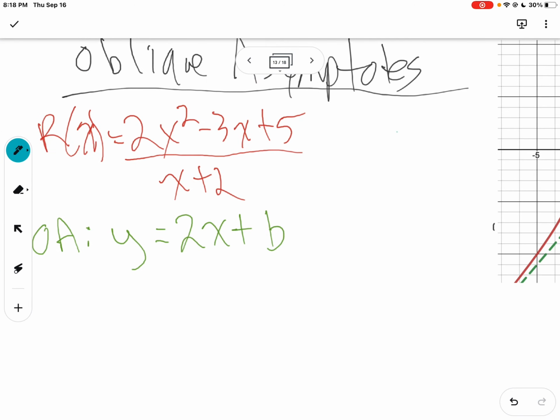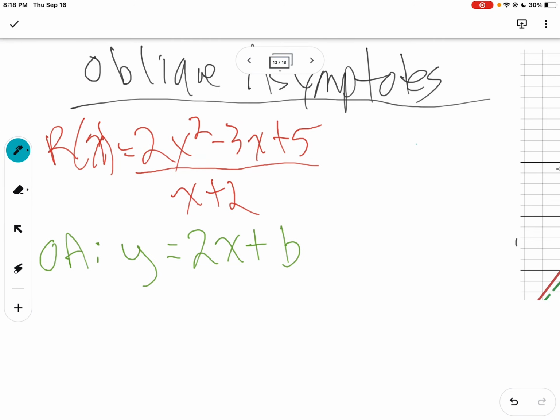So let's assume that we've got this function over here, and we want to figure out what is the y-intercept of that asymptote. We're going to do it with algebra. First, let's figure out what the oblique asymptote is. I've already stated here that it's 2x. Well, why is it 2x? If x was approaching infinity, the 5 is insignificant compared to 2x squared. The -3x is insignificant compared to 2x squared. The 2 is insignificant compared to x.